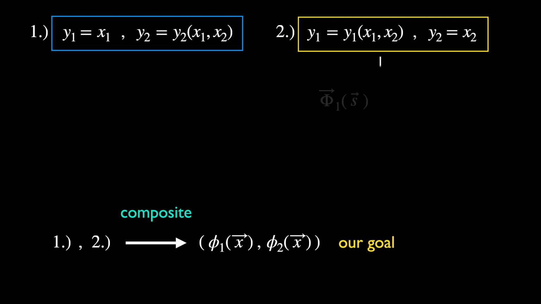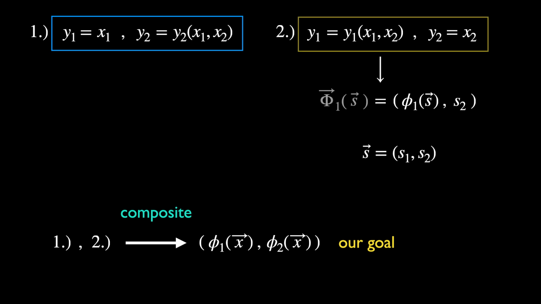Let's cast map2 into a more generic form. The map capital phi1 maps the input variables S into an output following the pattern above. This is how we try to insert the function phi1. The second component is unchanged for this map. Note that S is just a placeholder for input variables.